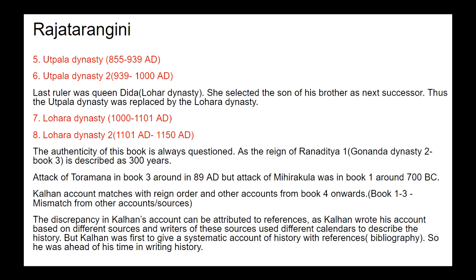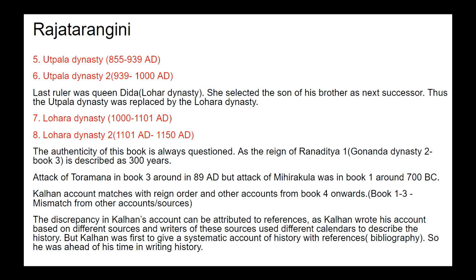Then again, there was another fact that in book 3 we found mention of an attack by King Toramana in the Kashmir region in 89 AD, but we found the attack of Mihirkul in book 1, and it was around 700 BC. So there were two Hun kings. One is named Toramana, and another one is named Mihirkul. And Toramana was the father of Mihirkul. If these two kings were the same as the Hun kings who attacked India, then Toramana was the father of Mihirkul, and Kalhan mentioned that Mihirkul attacked the Kashmir region 700 years before his father.